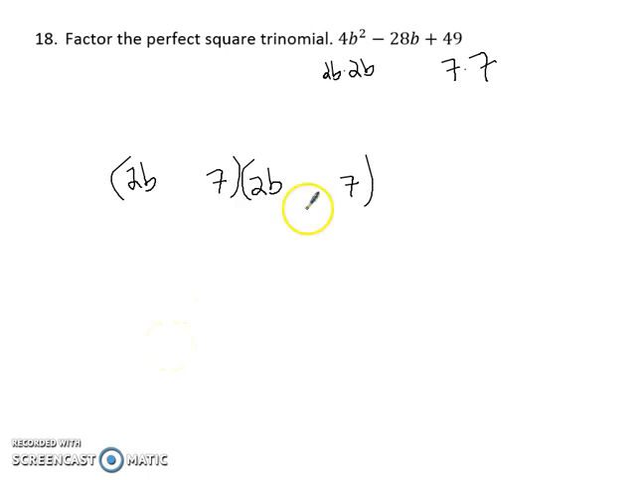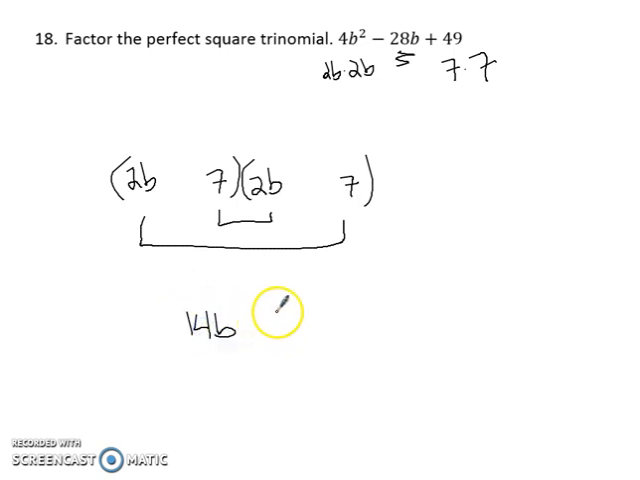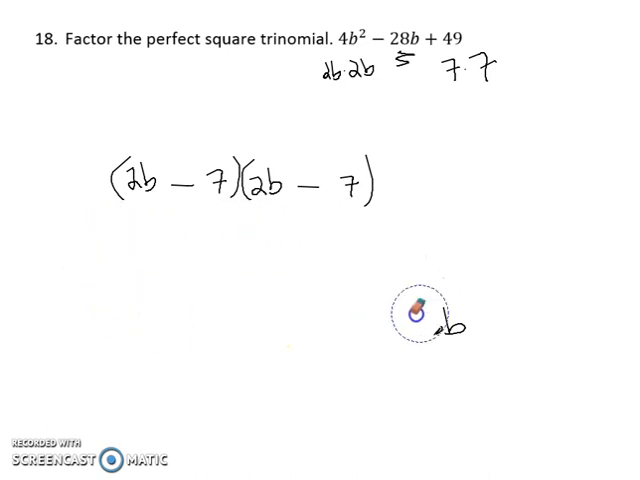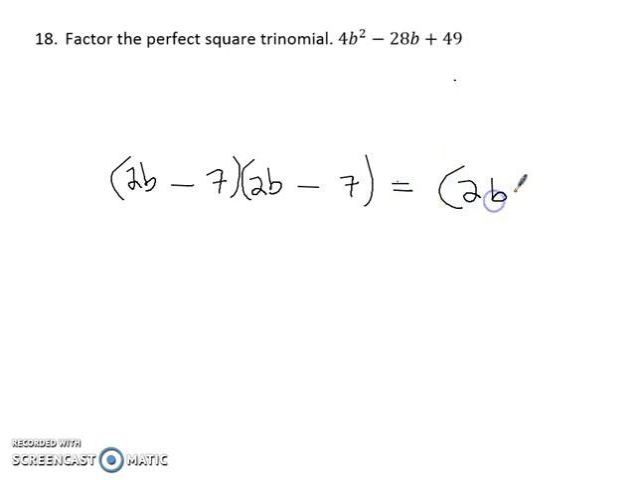Now what signs do we need here? I know that the outer 2 and the inner 2 combine to give me that middle term of negative 28b. I know the outer 2 is a 14b, and the inner 2 is a 14b as well. How do I get that negative 28b? Both of these 14s need to be negative. So I need a minus and a minus there. Once again, you could check your work by multiplying together, but really in the end, all we need is this here. And I saw some folks on the test, they wrote 2b minus 7 squared, which is just fine.